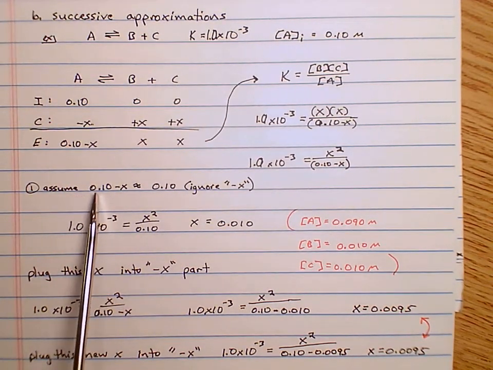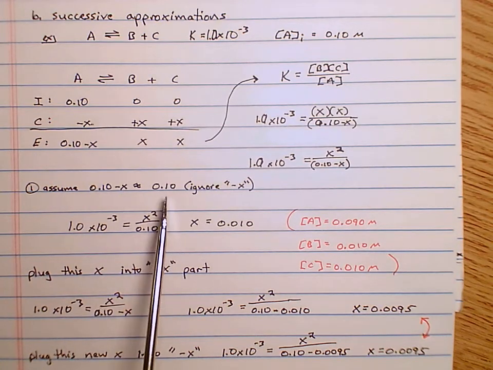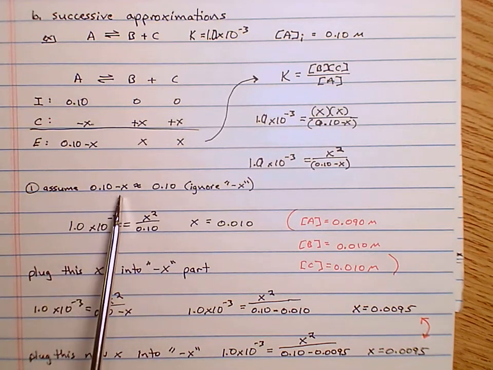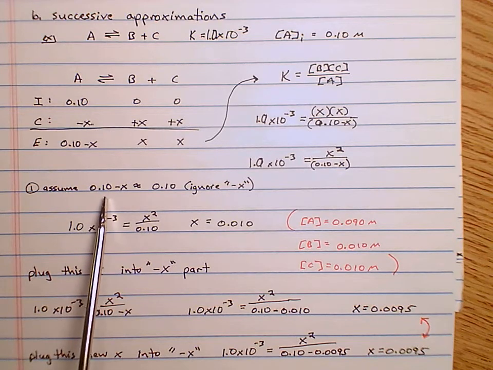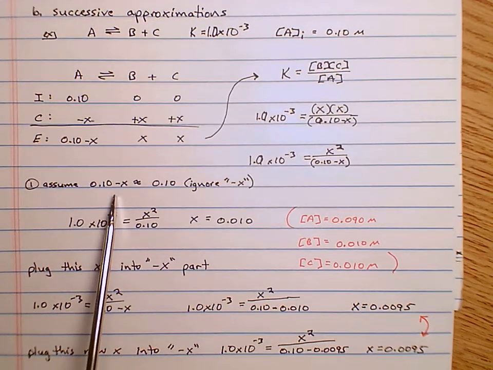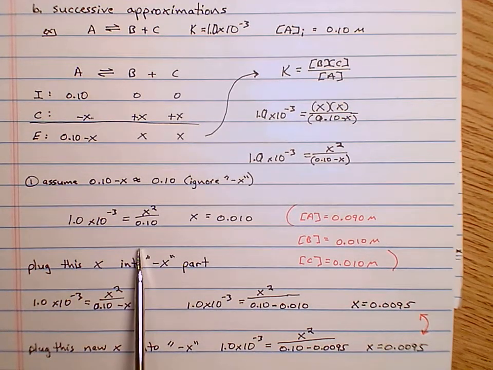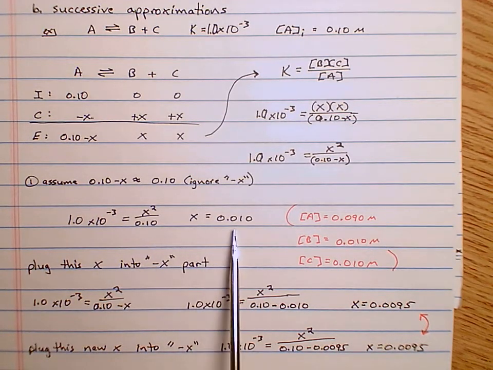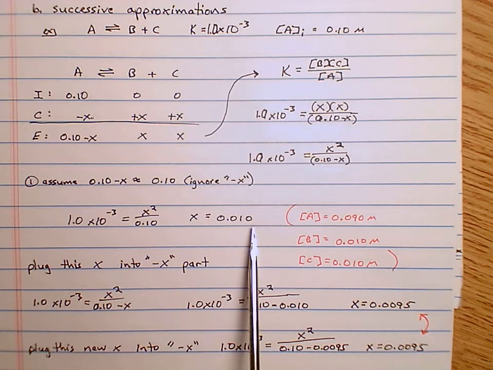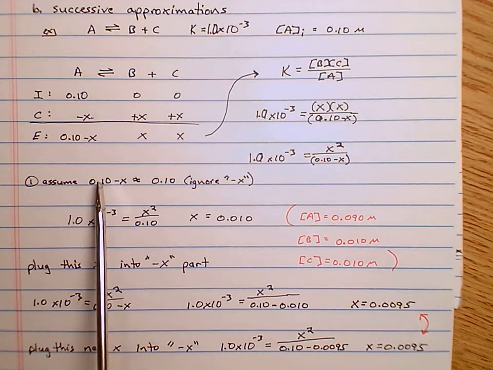So let's do that. Let's assume that the 0.10 minus x is essentially 0.10. Let's assume that this x value is going to be so small that, to 2 sig figs, 0.1 minus that number is still going to be 0.1. So when I do that, just like we did in the previous shortcut examples, I get x as 0.010. And these are the numbers I would have gotten if I'd plugged this answer into these values.